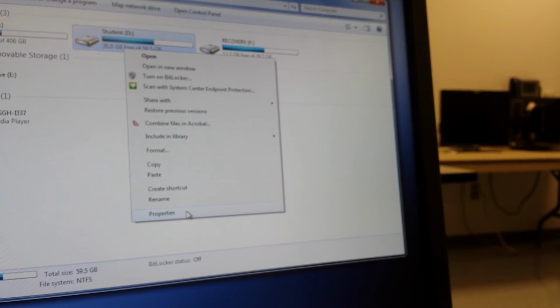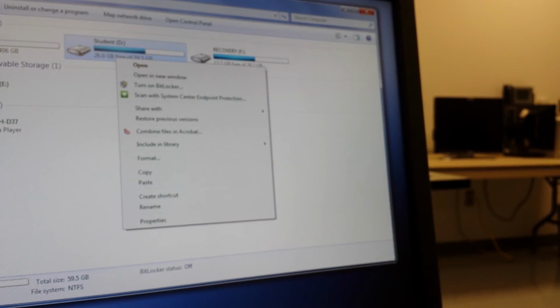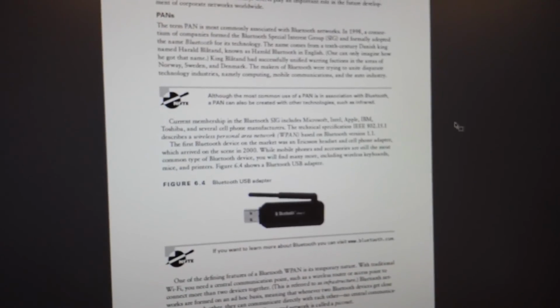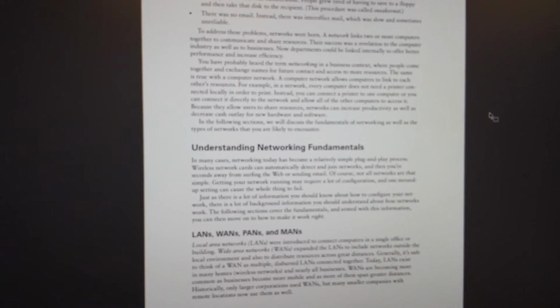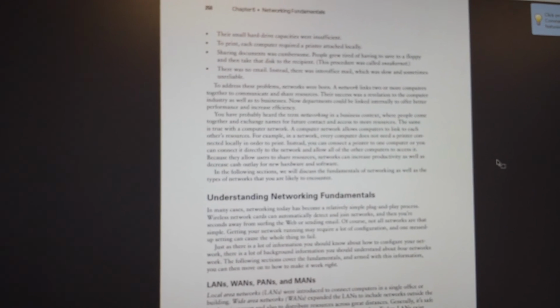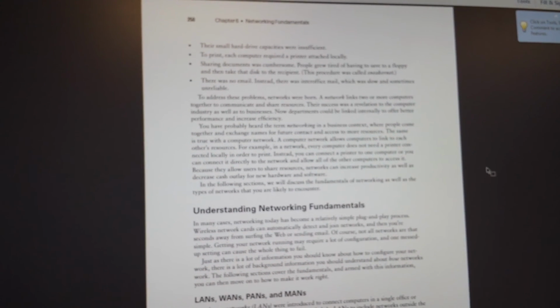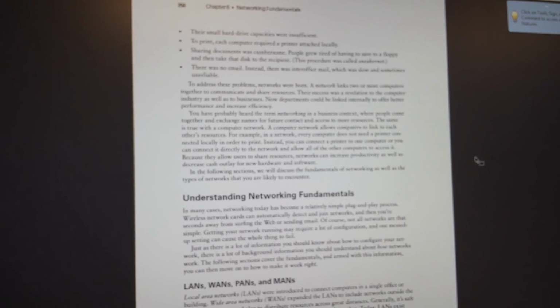Understanding network fundamentals, page 250. LANs, WANs, PANs, MANs. You'll need to know what each one does. When I'm talking about a local area network, I'm talking about a building. When I'm talking about a wide area network, I'm talking about a city. When I'm talking about a personal area network, I'm talking about something that's very, very close.